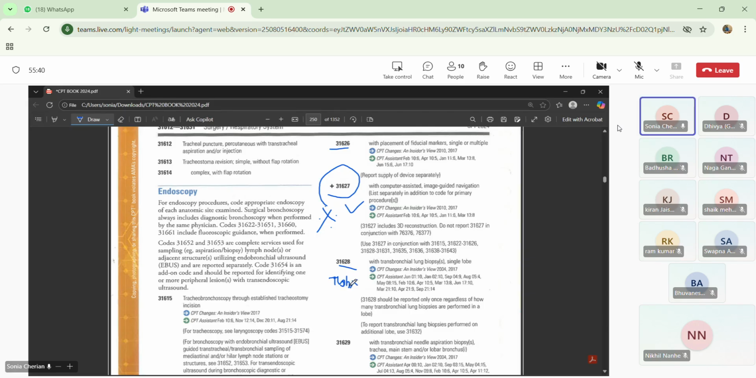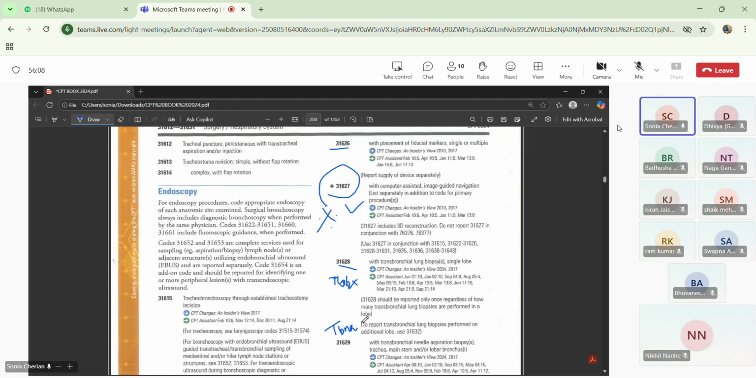Okay, so this is TBBX and this is TBNA. These are the short forms they will use in your OP chart, like TBBX. That's how doctors write, right? Then you have TBNA. They won't abbreviate all of those out, because it is time-consuming for them, so they'll just use short forms.